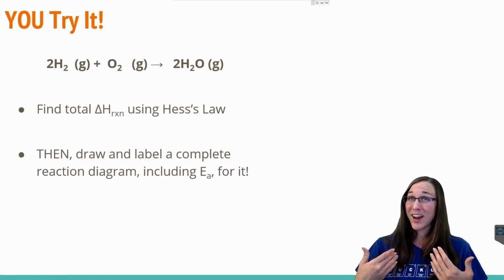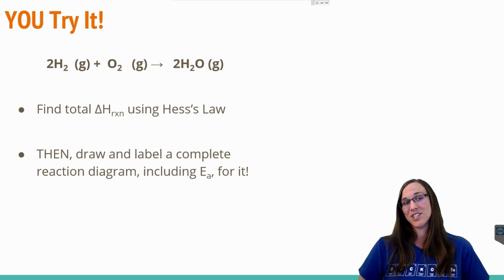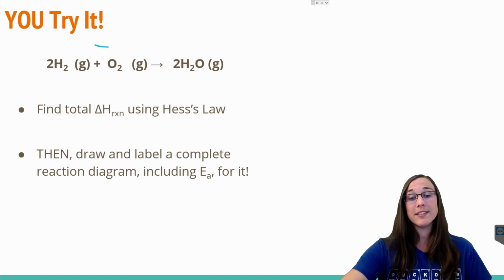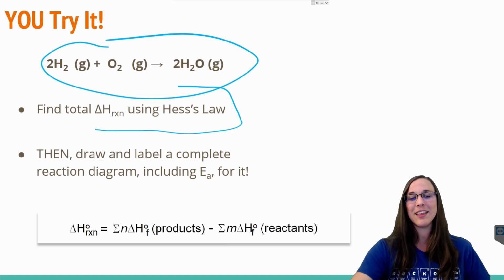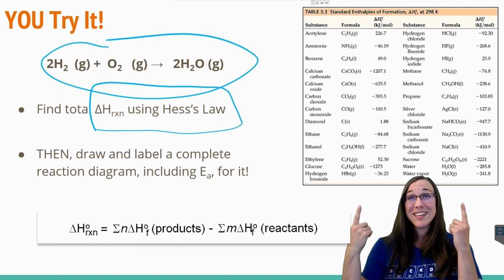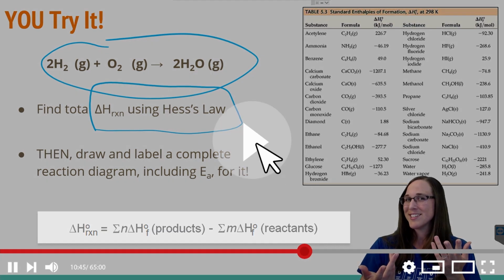Now that you've seen me try it, go ahead and pause the video here and see if you can draw the complete reaction diagram for this chemical reaction. But first, you're going to have to use Hess's law to calculate the delta H of the reaction using these values. Go ahead and pause the video now before I show you how to do the answer.